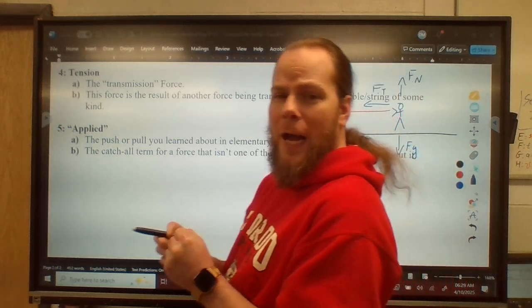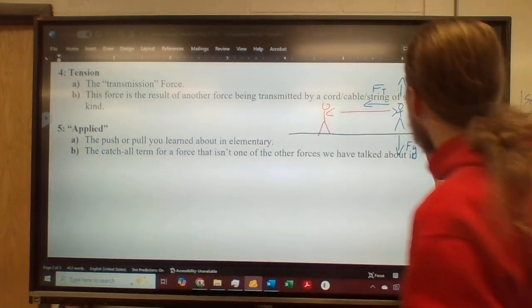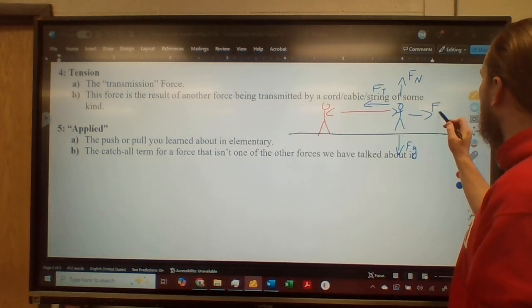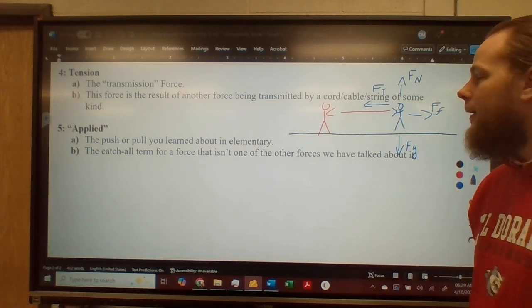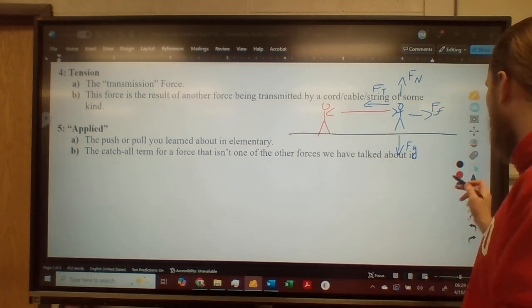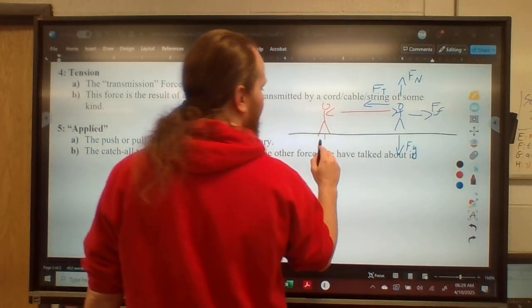Now, this guy is also being pulled. The rope is trying to make him slide. That means there's also a friction force pulling back the other way. So there's four forces for this guy, and there would be the same four forces for the one on the other side. We'd have an Fg.